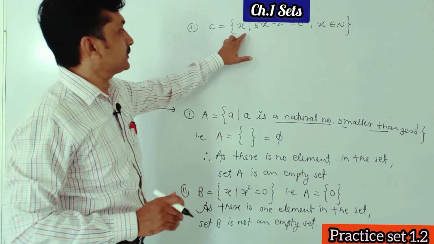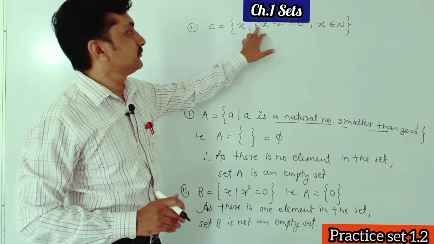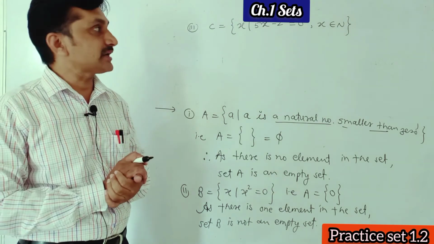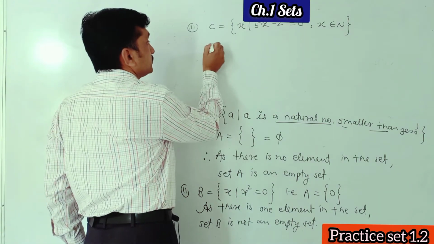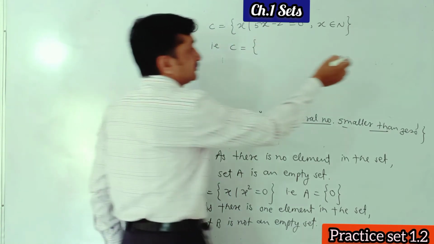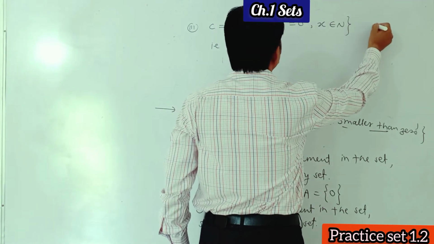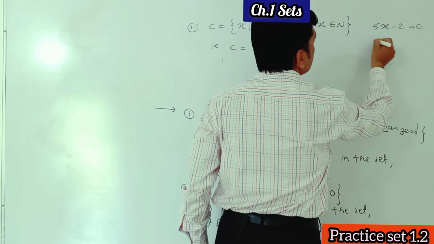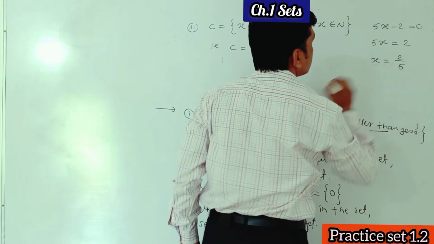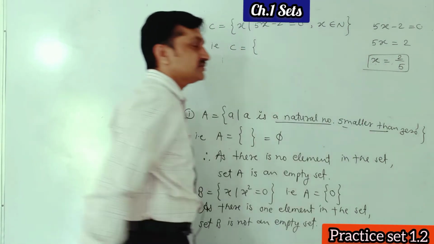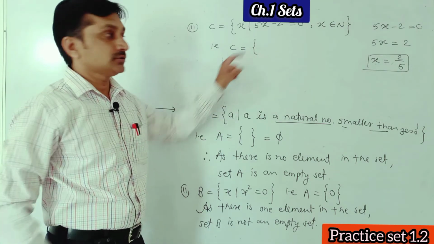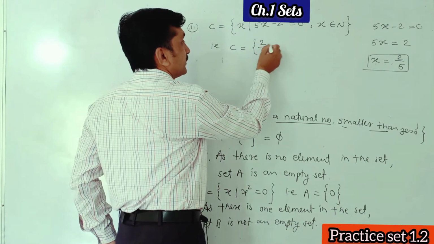C is the set of all x such that 5x minus 2 is equal to 0, x belongs to natural. Whatever element is there, that is a natural number. But now, C is equal to what? What should be the number? We have to solve it. Here I am solving. 5x minus 2 is equal to 0. 5x is equal to 2. x is equal to 2 upon 5. That is the number here.